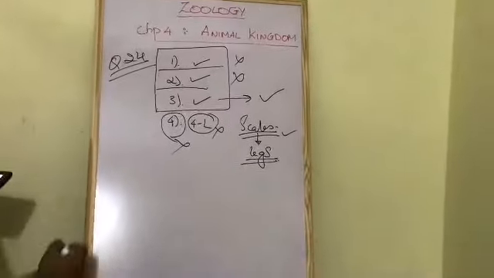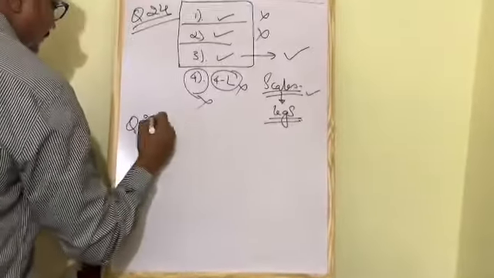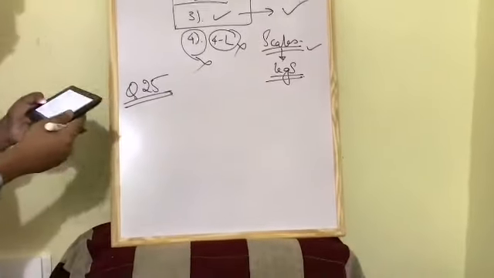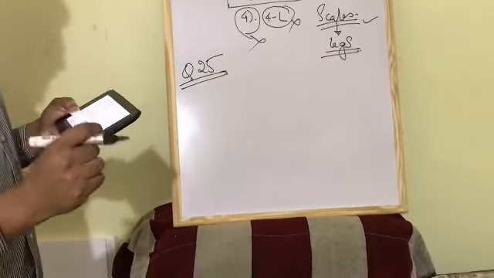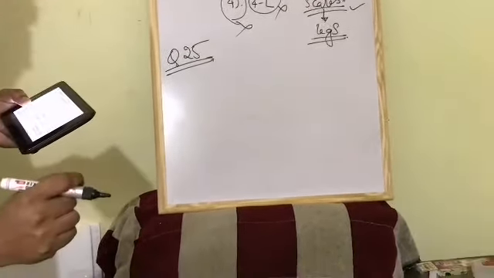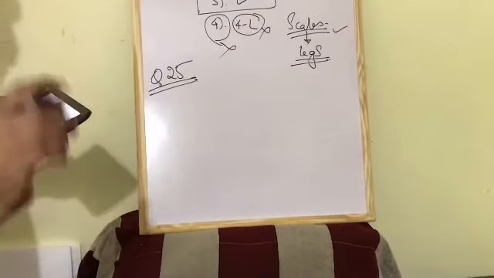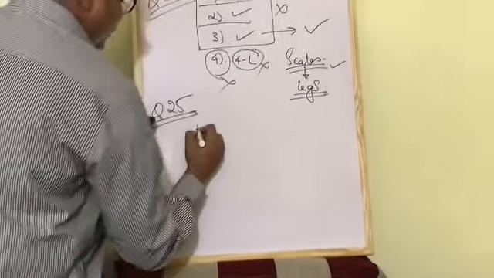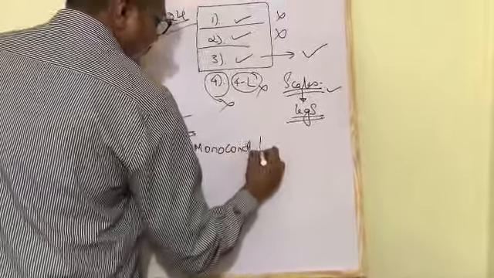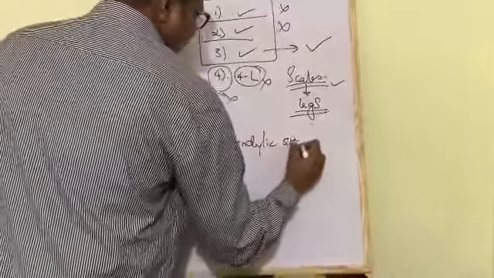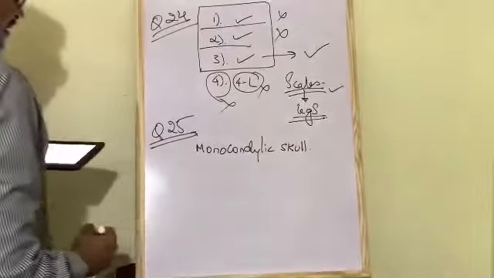Next, we go for question number 25. Question number 25 is talking about monocondylic skull. Warm-blooded animals with air sacs are present in. Now, it is talking about three things. One is monocondylic skull. So first you need to understand what is this monocondylic skull.